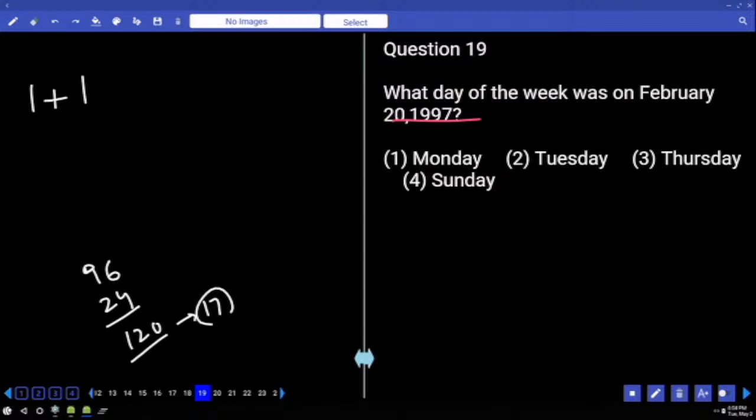Then 97 January 3 and February 20, means 20 divided by 7, remainder 6. 6 plus 1, 7 gone. 3 plus 1, 4. Finally, 4 odd days. And 1 is Monday, 2 is Tuesday, 3 is Wednesday, 4 is Thursday. Thursday is the choice.